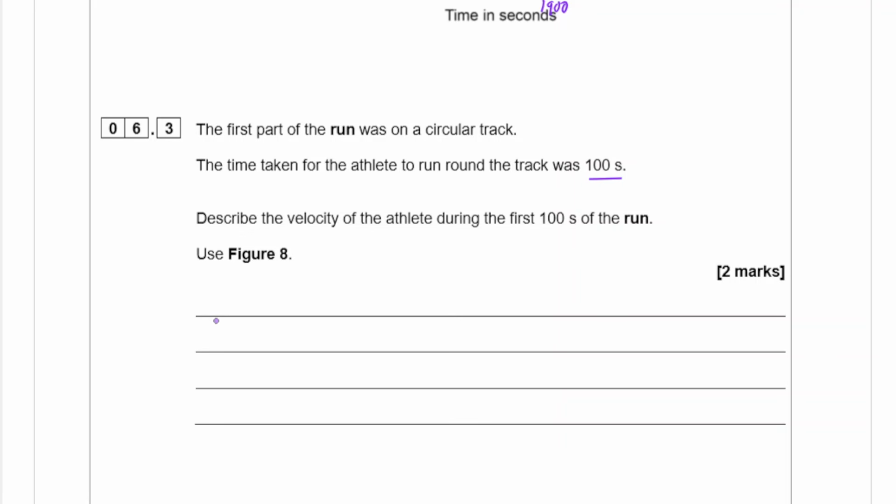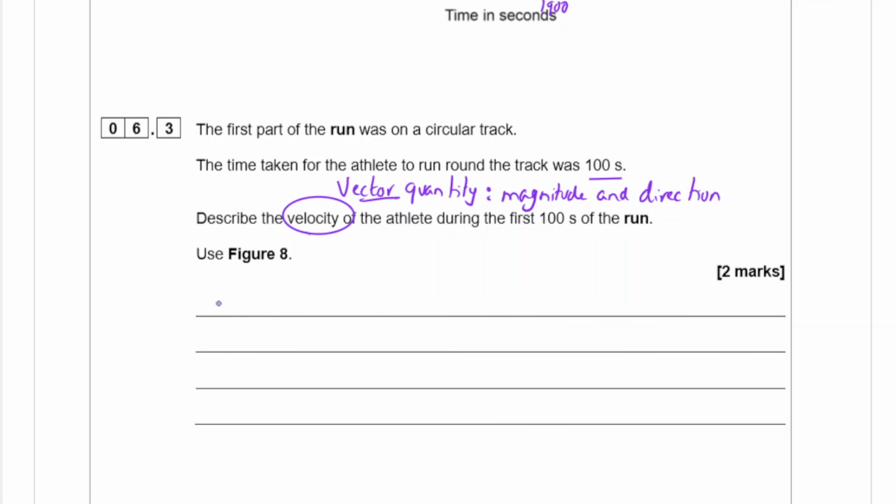Now, velocity is a vector quantity. Now, if it's a vector quantity, the magnitude and direction matter, because vector quantities have size, magnitude and direction, or size and direction.